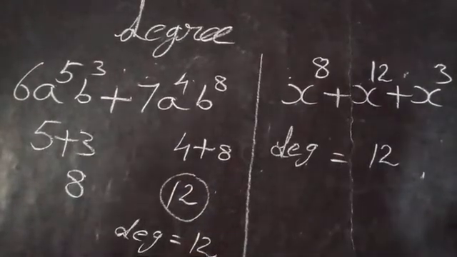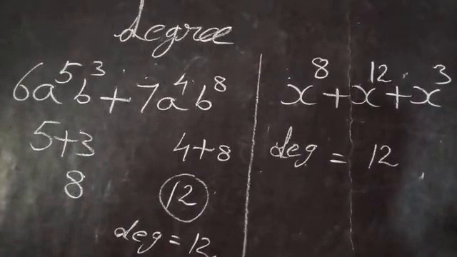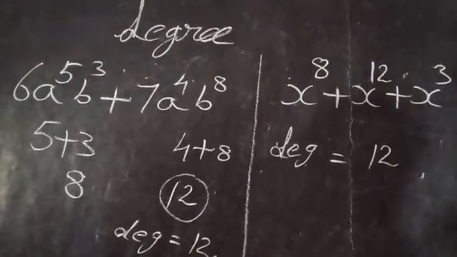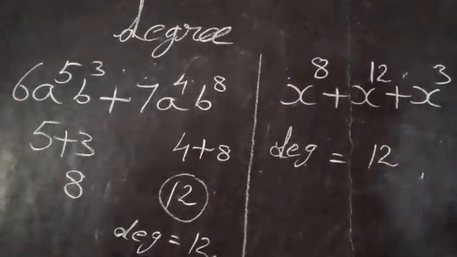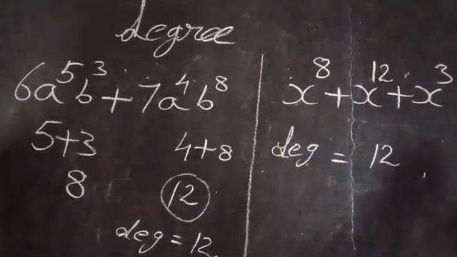The highest one is called the degree: the highest power in the terms after doing addition. If two or more alphabets are there, we have to do the addition. Otherwise, if only one alphabet is there, we take the highest one. This is about the degree of the expression.